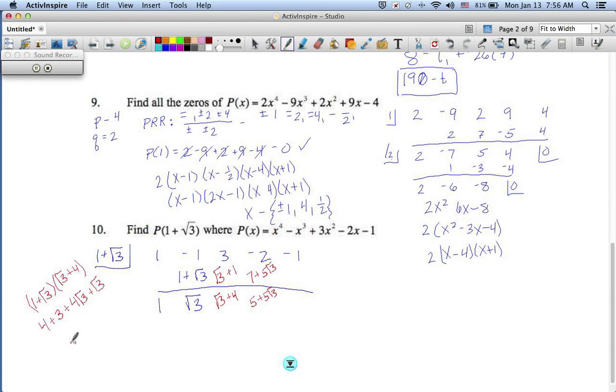And the last bit of scratch work here, 5 plus 5 root 3. And that's getting multiplied, remember, by 1 plus root 3. So I get 5 plus 5 root 3 from there, plus another 5 root 3 from here. And I end with a 5 root 3 times a root 3, which is 5 times 3. So 15. So I end up with 20 plus 10 root 3, which comes out to 19 plus 10 root 3. That is my final answer right there by synthetic substitution.